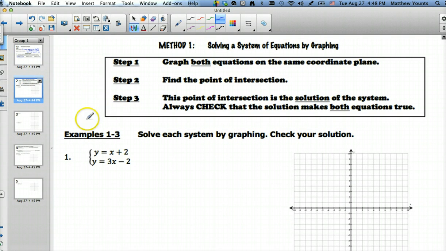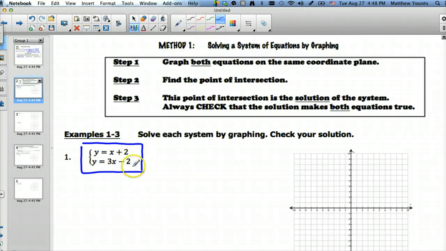When you're solving a system, first of all, it's going to look something like this. Just 2 equations, one right on top of the other. And we use this little brace symbol just to represent that this is one problem. It's one system of equations. And so your first step when you're solving by graphing is you want to graph both equations on the same coordinate plane.